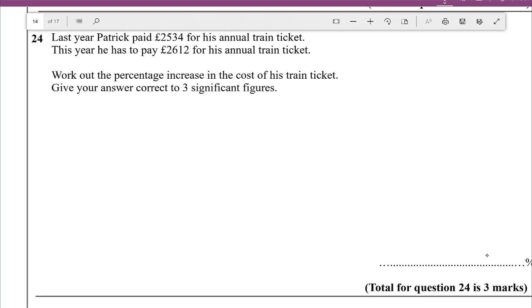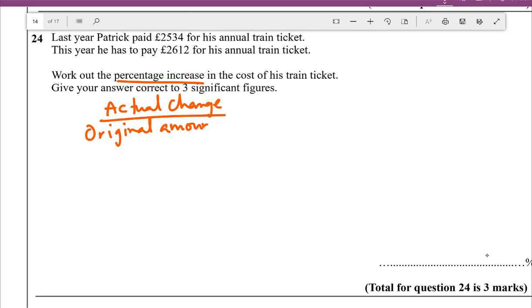Now we clearly see it's a percentage change question. It's asking us to find the percentage increase. So the formula is going to be the actual change divided by the original amount. So let's write the formula here: actual change divided by the original amount that it was before the increase or decrease, and then times it by 100, and that will give us the percentage change.